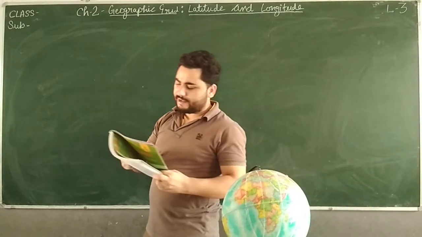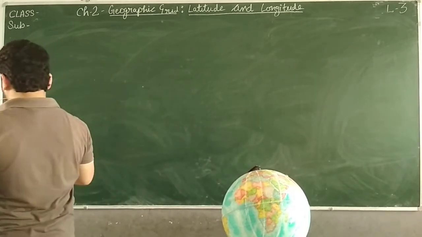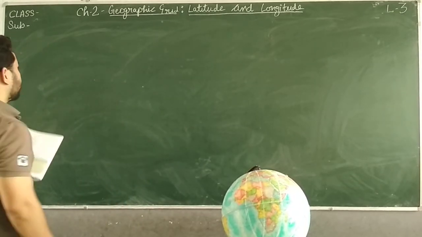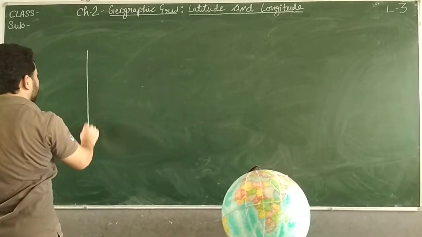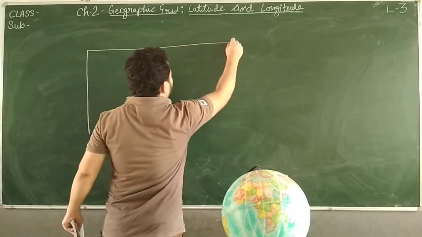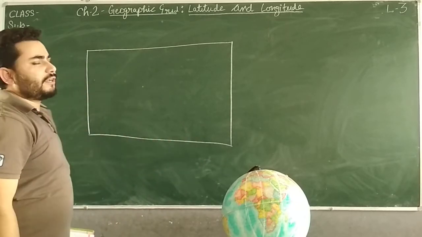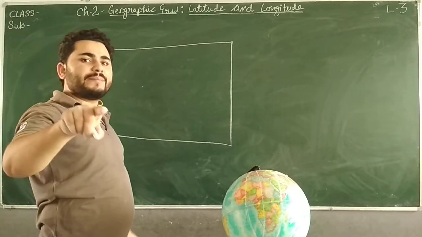Local time of any place is obtained by the overhead sun at noon. For each degree of longitude, the local time varies by 4 minutes. Suppose this is India, and we have just studied that 82.5 degree is the standard meridian for India.